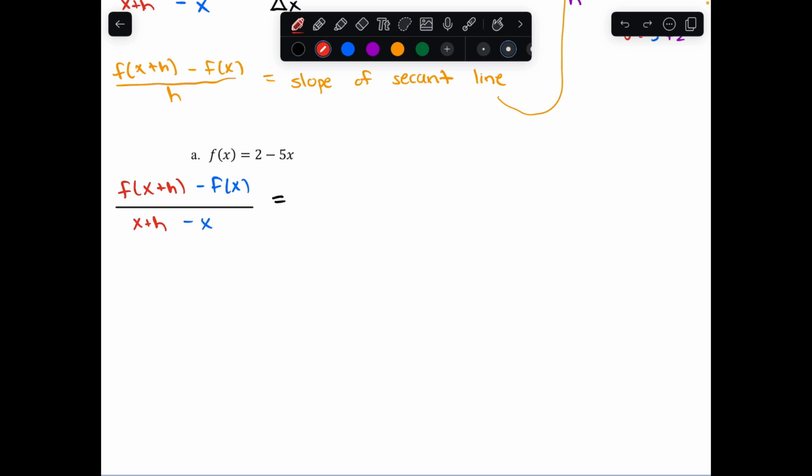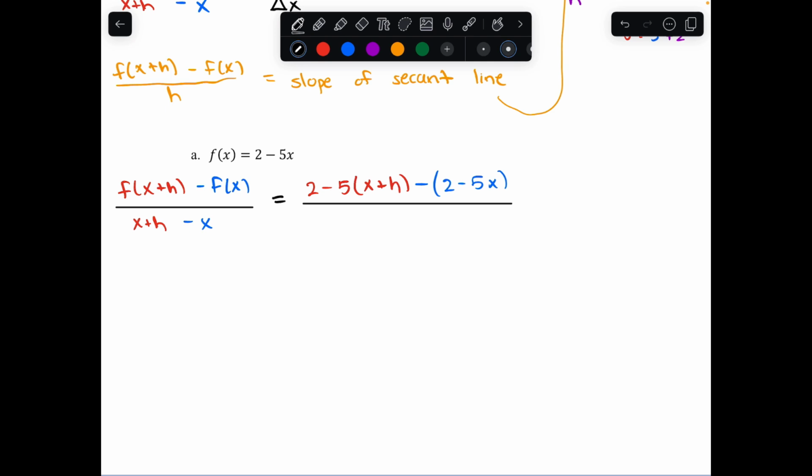So f of x plus h is equal to 2 minus 5 times x plus h. Now we'll do the same thing for f of x, but we're plugging in x, so nothing really changes. The only thing we ever have to worry about here is that we need to make sure that this negative sign applies to the entirety of f of x. So I find it easiest to just put f of x in parentheses and subtract the entire thing. That way I'm not going to accidentally apply my negative sign to some pieces in the numerator and not others.